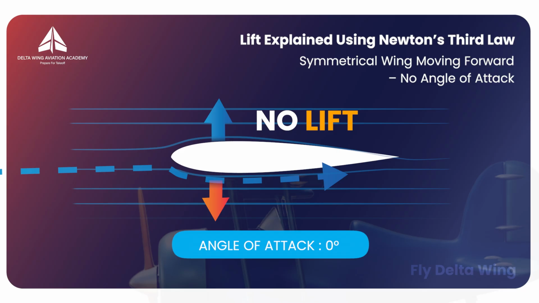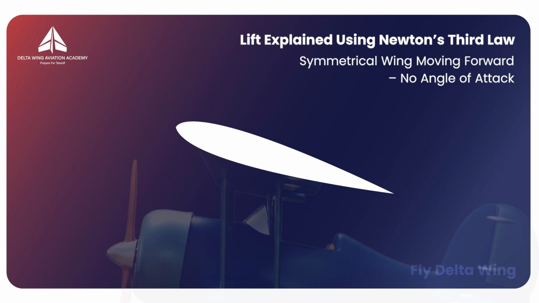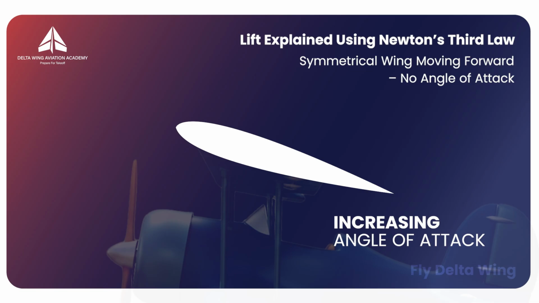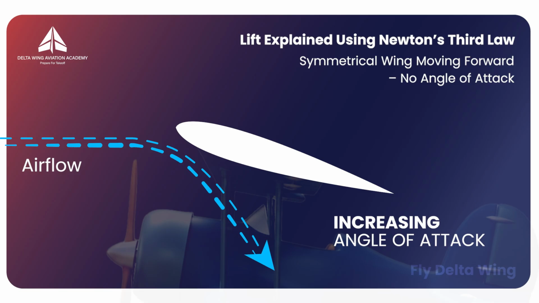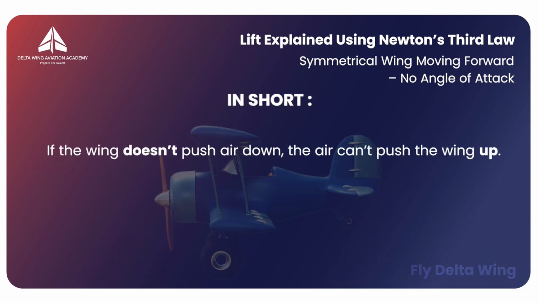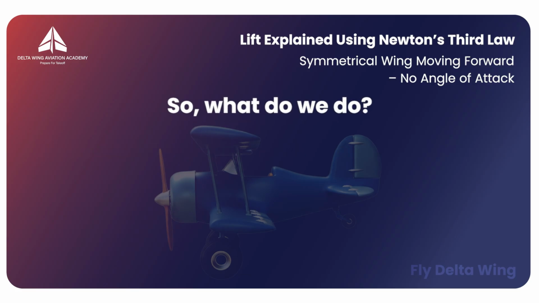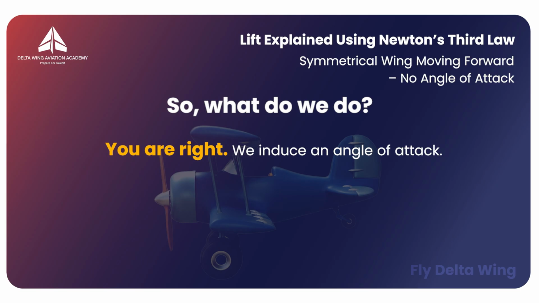To actually generate lift, we need to change the situation. We do this by tilting the wing upward relative to the airflow, which is called increasing the angle of attack. When the wing is tilted, it forces the air to flow downward as it passes the wing. The air pushed downward pushes back upward on the wing. That upward push is what we call lift. In short, if the wing doesn't push air down, the air can't push the wing up. So what do we do? We induce an angle of attack.